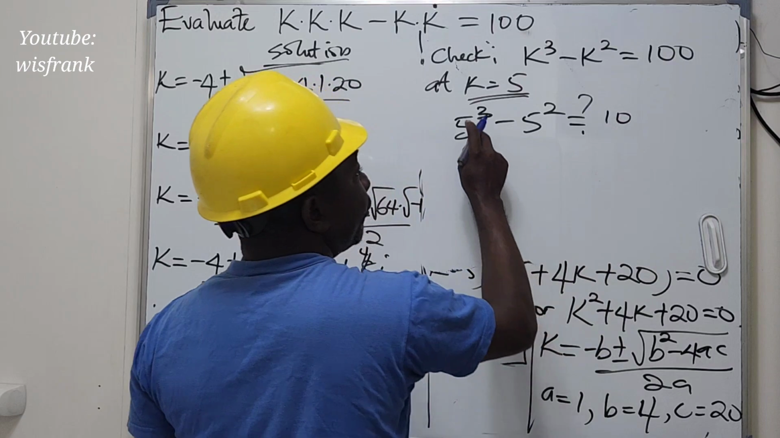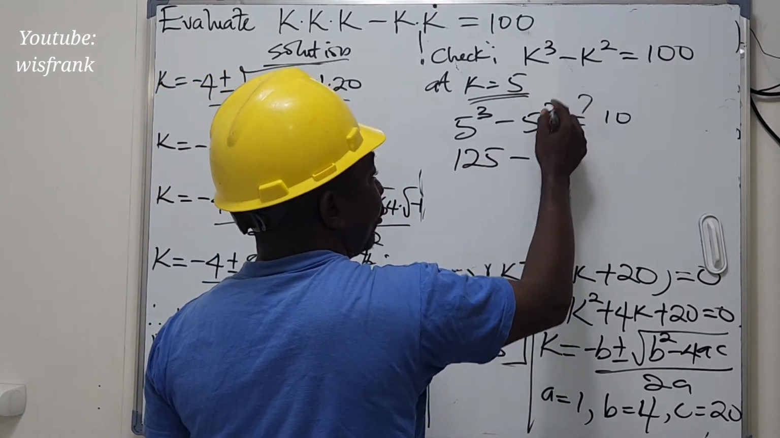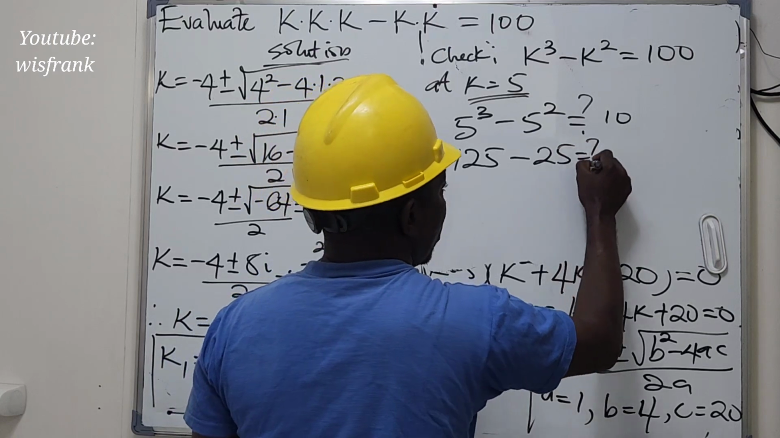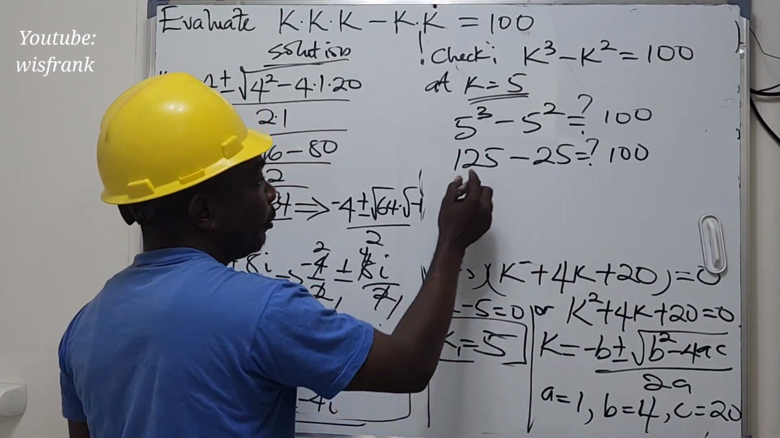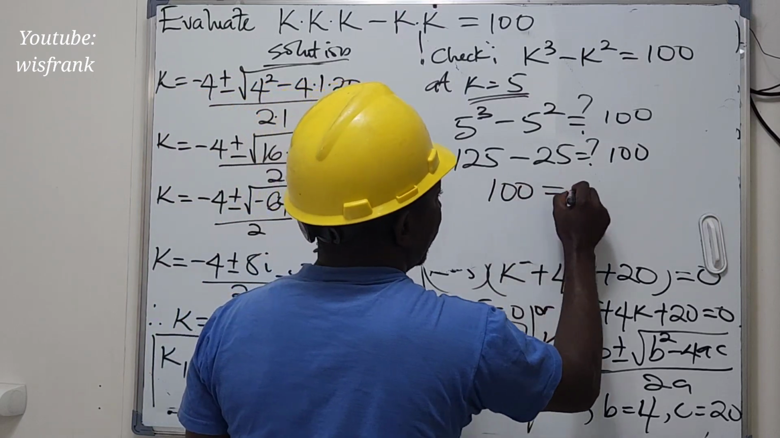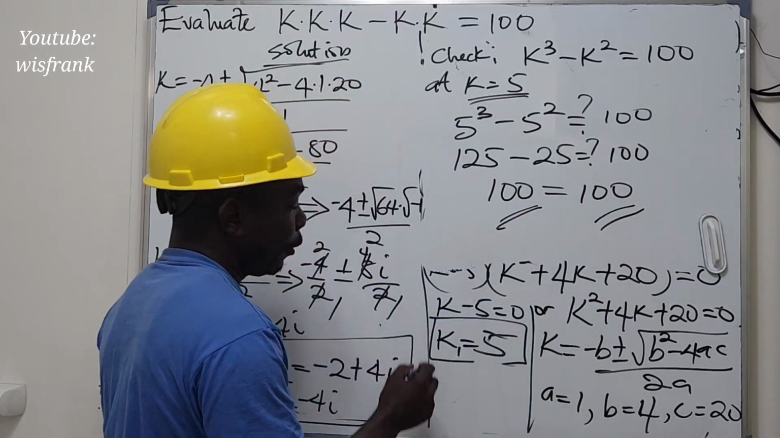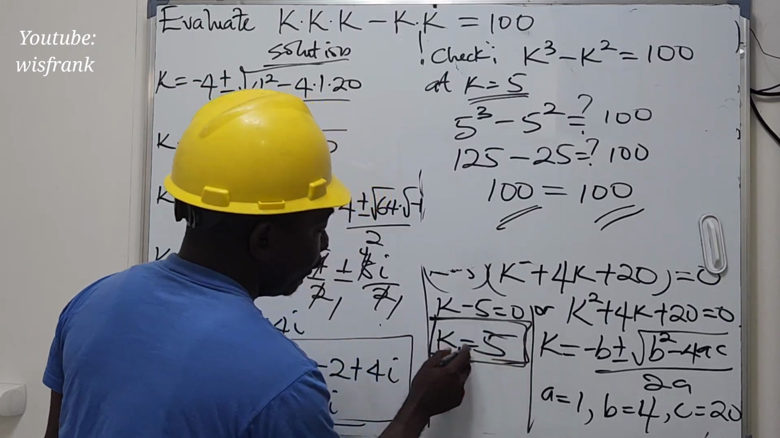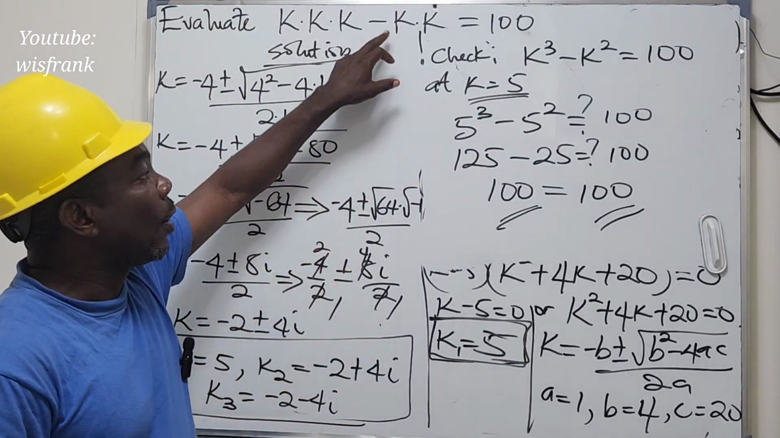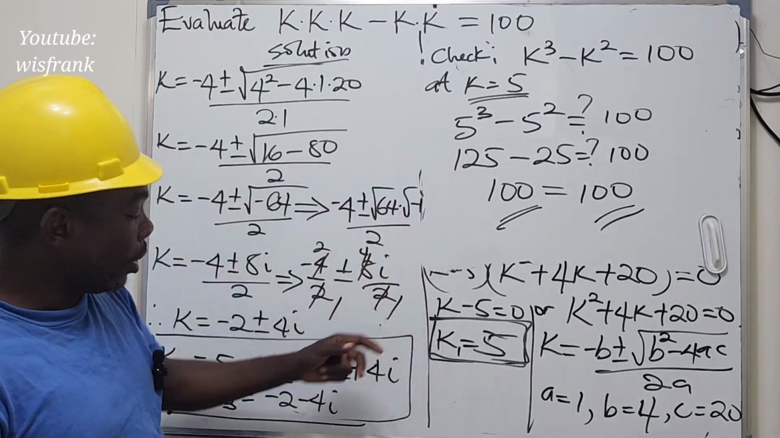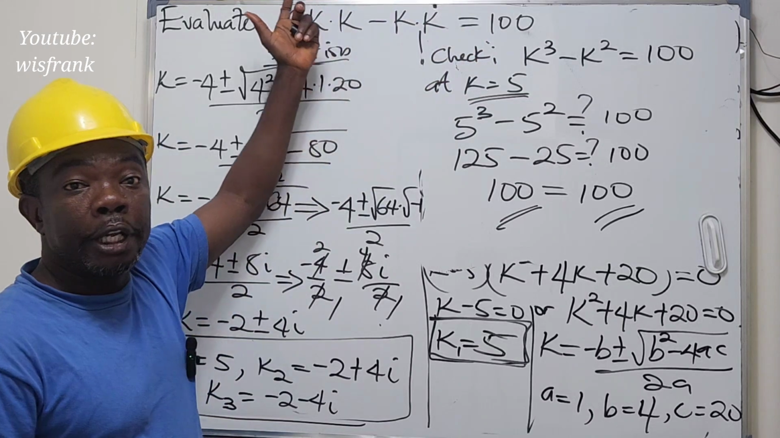5 to the power of 3, we all know that is 125 minus 5 to the power of 2, which is 25, equals to what? Which is 100. So here, 125 minus 25 equals to 100, equals to 100. So what we have on the left hand side is what we have on the right hand side. Therefore, k1 equals to 5 satisfy this expression. We can do other ones and see that our k, the solution of k from here will give us value of 100 when we substitute into the left hand side.